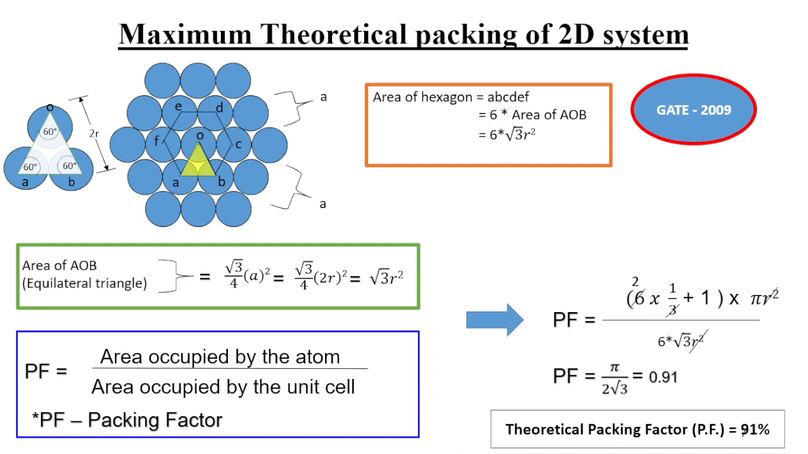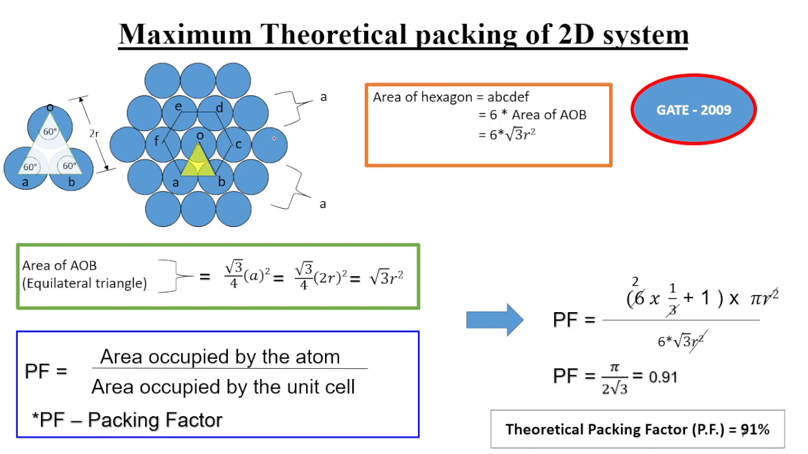The HCP's packing factor is the highest. So we'll just see how this particular problem is solved. What we will do is consider the hexagon. The arrangement is hexagonal here. In this hexagon, we will take a small triangle, and this consists of 6 triangles: 1, 2, 3, 4, 5, and 6. So 6 into the area of AOB.